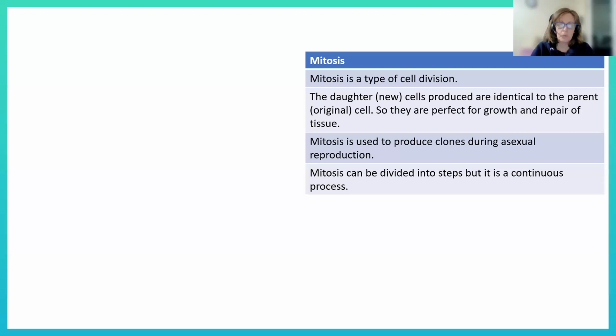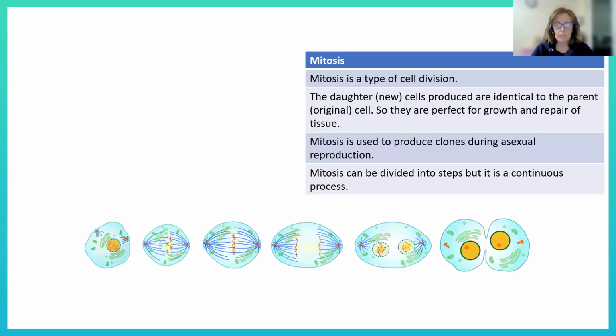So it's a continual process, but it can be divided into steps. We will look at this in more detail afterwards. This is just for information. You don't need to worry about it particularly here. You can see all the cell's phases as it's going through mitosis here.